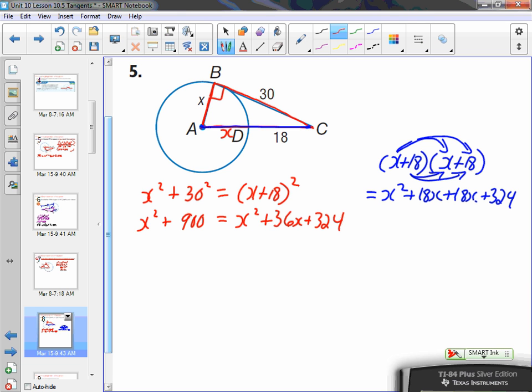So, it appears we have a quadratic equation, but we don't, because look what happens. If I subtract x squared from both sides, I'm left with 900 on one side, and I'm left with 36x plus 324 on the other side. Well, I'm good with that. That we can do. Everybody with me? So what's 900 minus 324? 576. And then what's 576 divided by 36? 16.